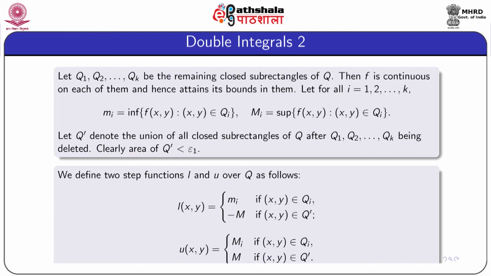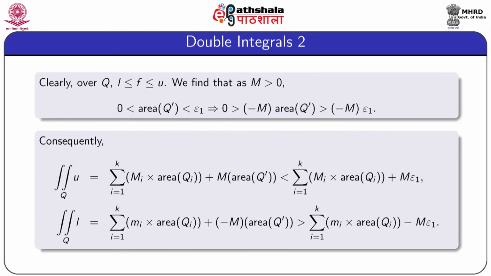Now, we define two step functions L and U over Q as follows. L(x, y) is mi if (x, y) is in Qi and minus M if (x, y) is in Q'. Similarly, U(x, y) equals capital Mi if (x, y) is in Qi and otherwise it is capital M. Clearly, over Q, L is lesser equal to f lesser equal to U. Since M is positive, we find that 0 less than area of Q' less than epsilon 1 implies 0 greater than minus M times area Q' greater than minus M times epsilon 1.